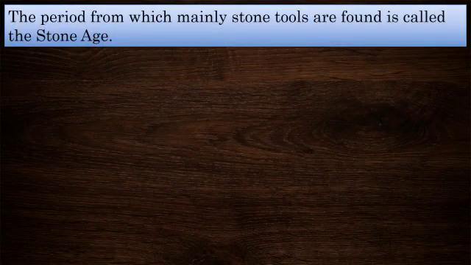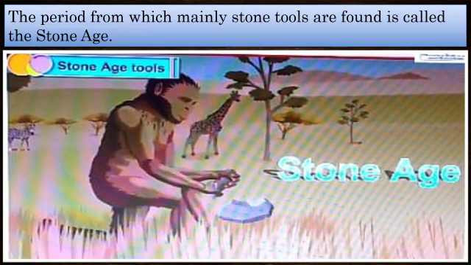So my dear students, this is the definition of Stone Age. That is, the period from which mainly stone tools are found is called the Stone Age. So this line you are going to mark and underline in your textbook, and this definition you are going to learn for the exam. So once again, the period from which mainly stone tools are found is called the Stone Age.